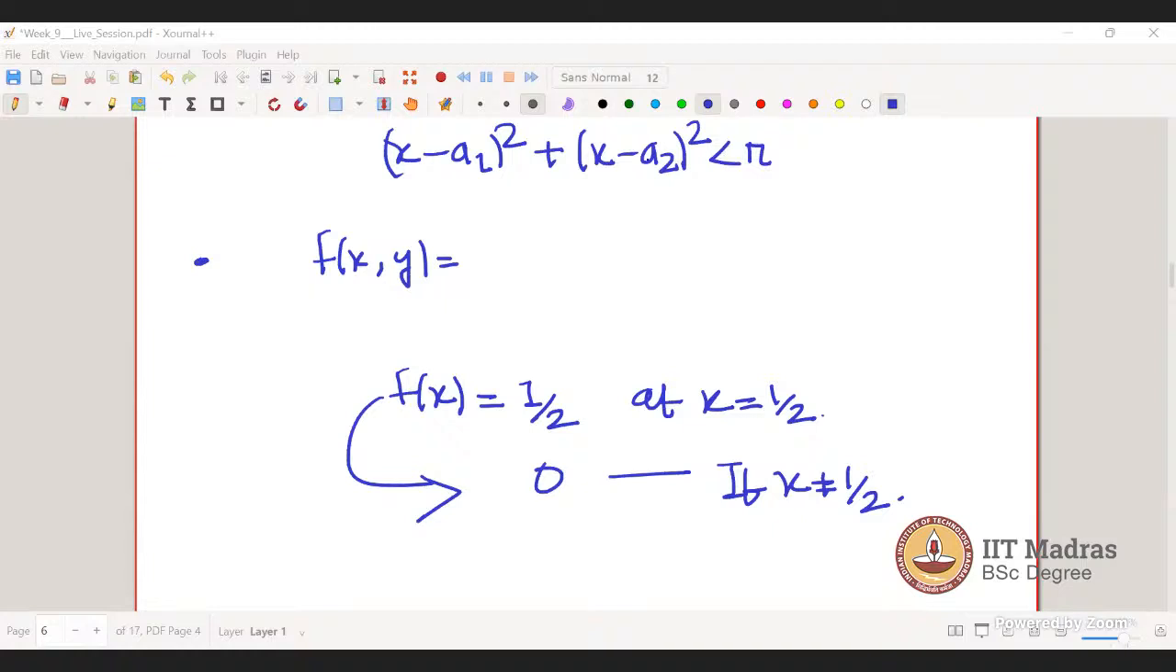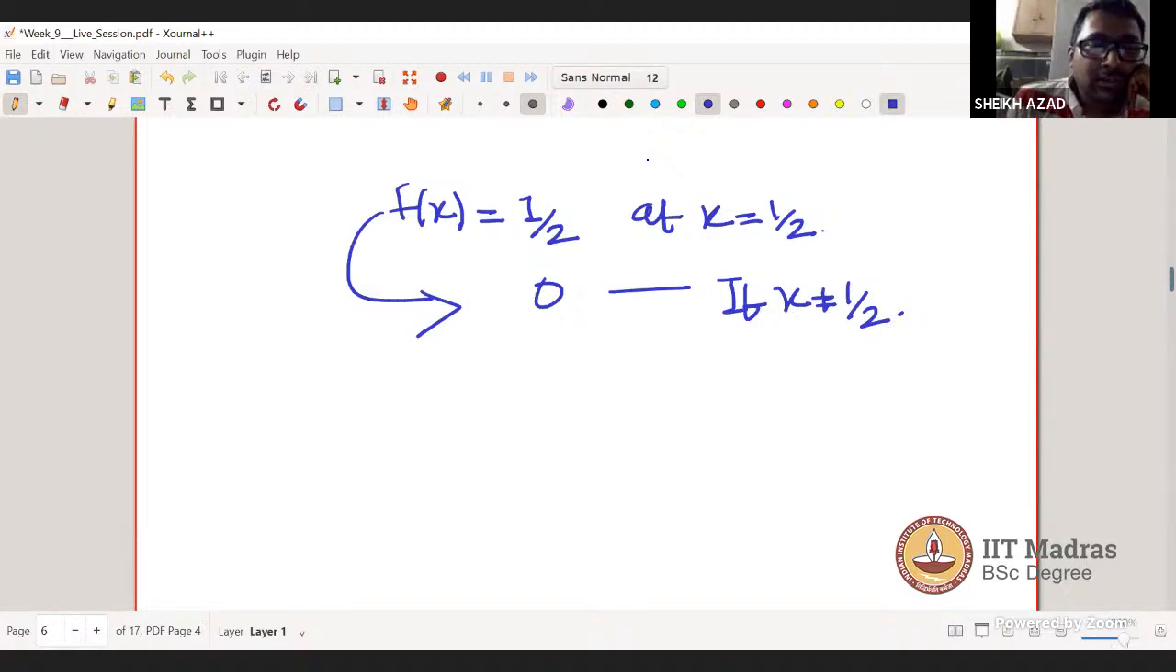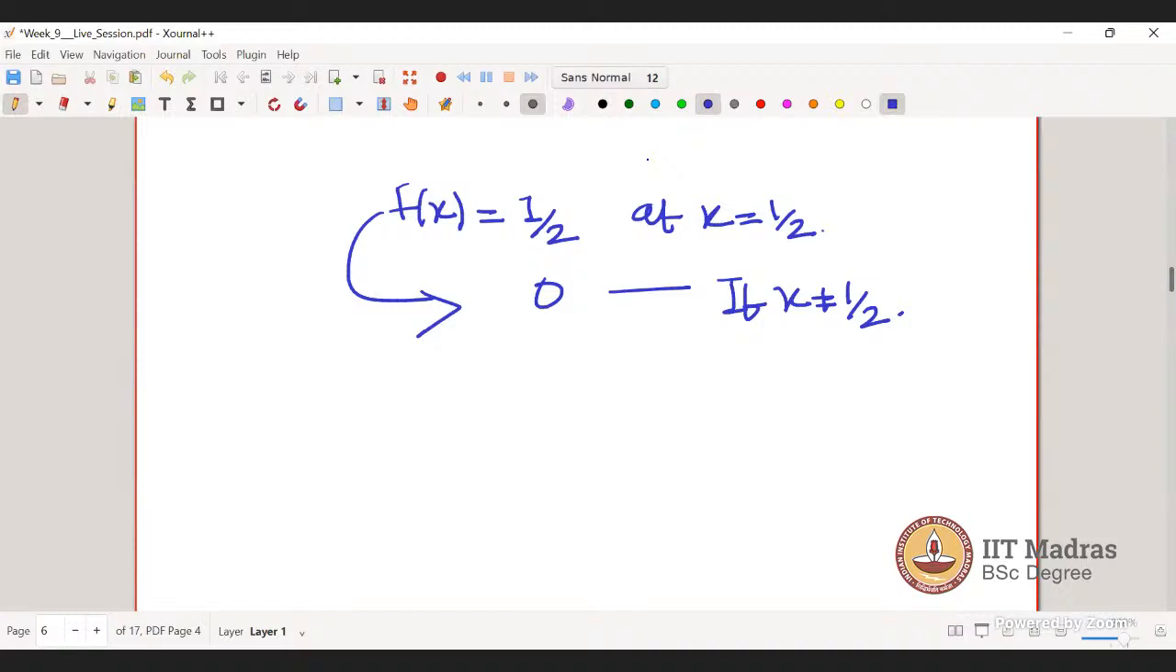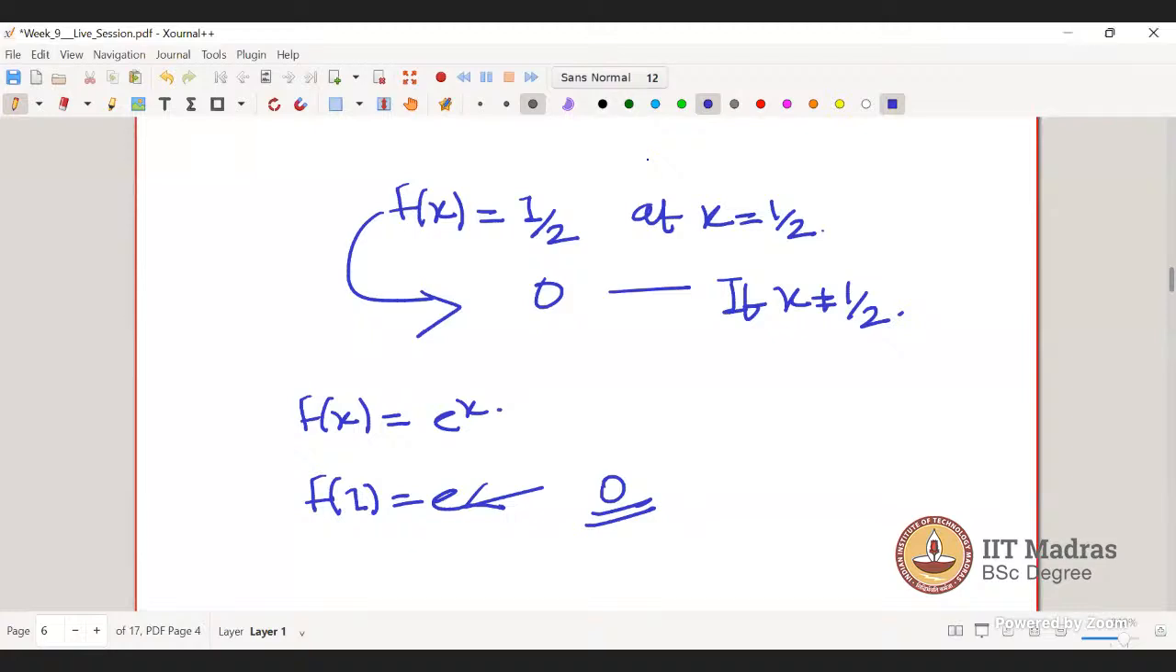Is it because f(x) is not continuous at half? No, it's not about continuity. The thing is, this is x. If you take the value of f of 1, you will get e. Now if you differentiate this, you will get 0. So when you take f of 1 and differentiate, you are differentiating a different thing.